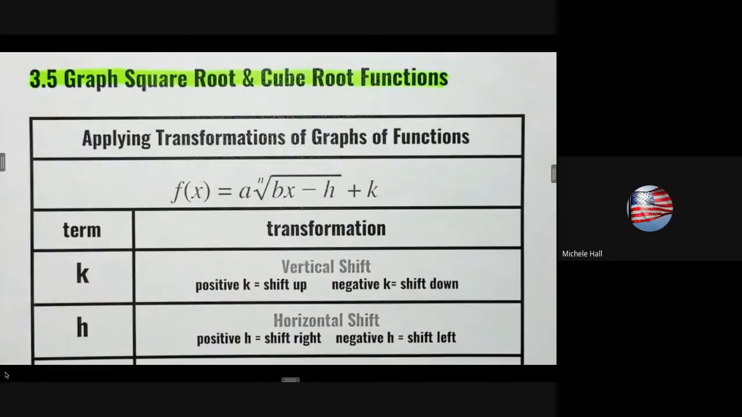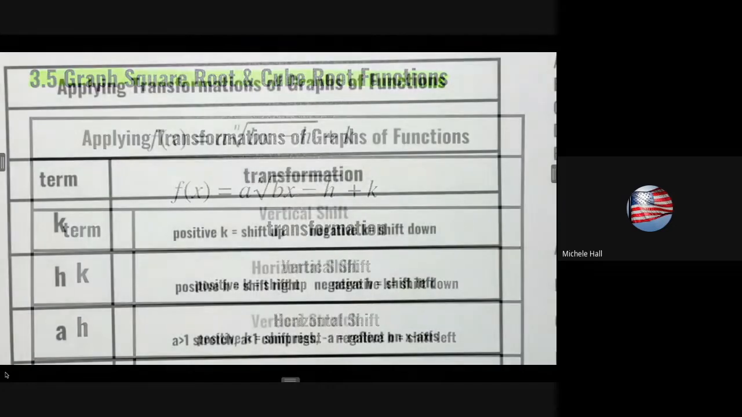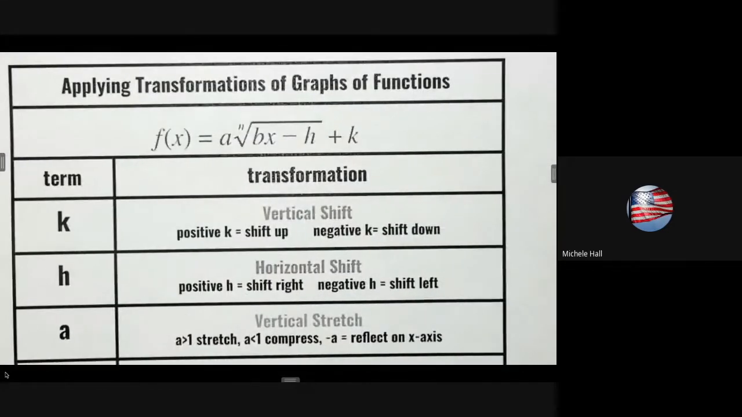3.5, graph square root and cube root functions. We have graphed square root functions previously when we did transformations, and we're going to be doing them now with the cube root. We have our formula, f of x equals a times the root of bx minus h plus k.